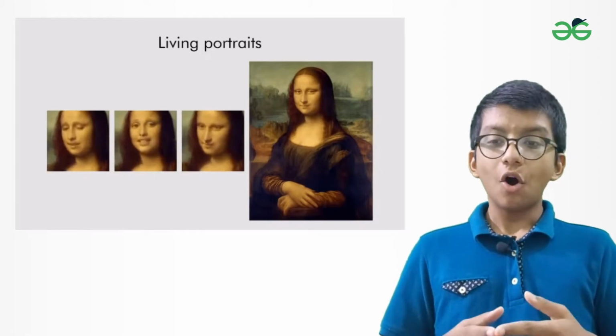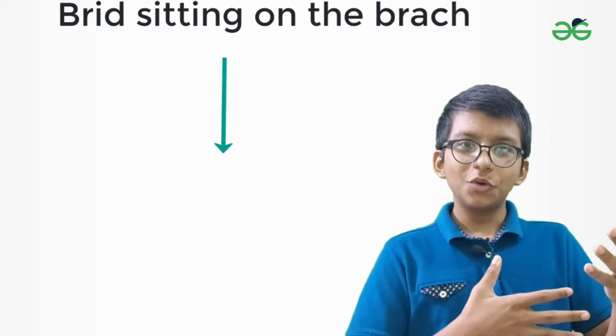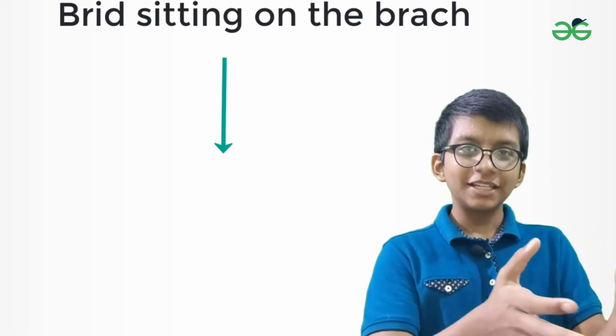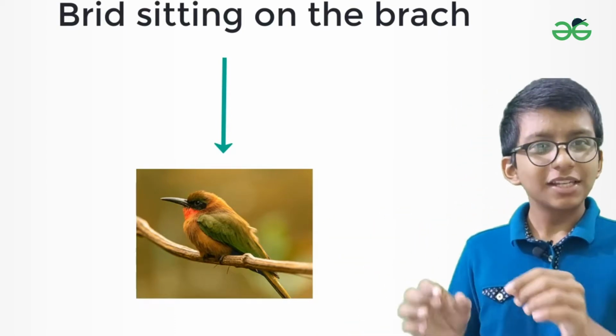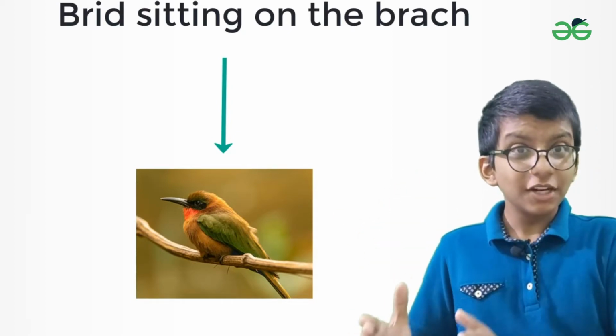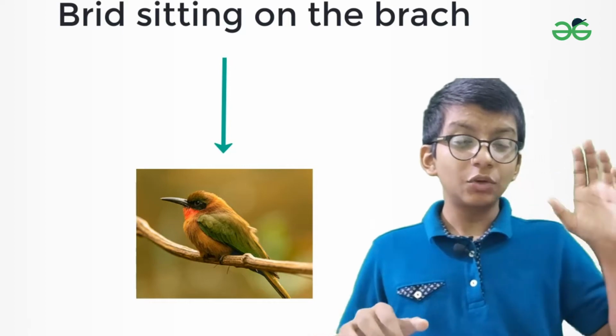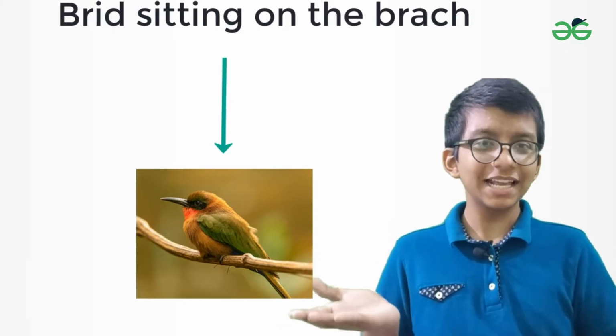Or maybe you want an image of a famous bird sitting on the branch of a tree. You just write the text, the bird is sitting on a branch, and you give it to the GAN and the GAN will generate that image. As you can see on the screen, you write the text and you get a picture of a bird sitting on a branch, just using text to image translation. I hope that is very interesting.